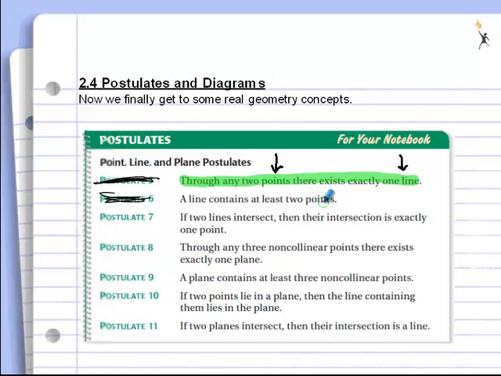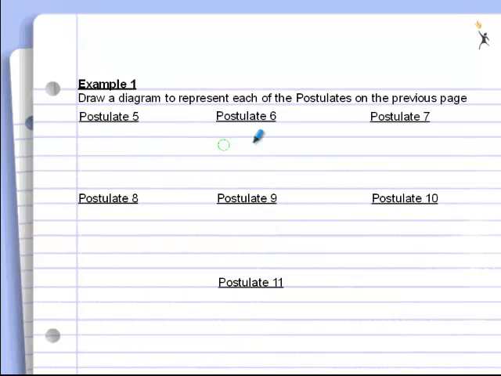Not too tough. Postulate 6 reads, a line contains at least 2 points. Again, not a really hard idea. In fact, let's take those two ideas, and on the next page, we're going to draw them. Let's draw postulate 5 and postulate 6 right now.